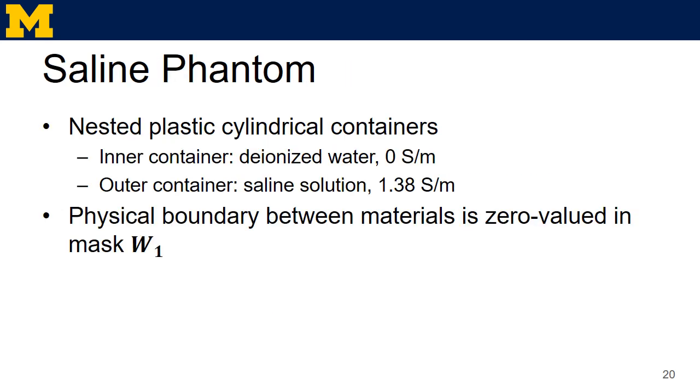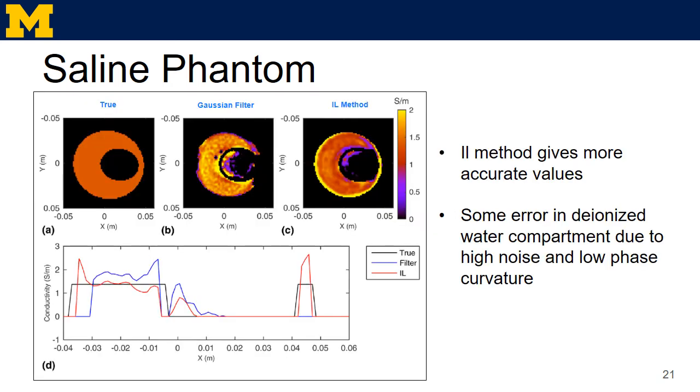Next, we ran these same experiments on a saline phantom. These were nested plastic cylinders where the inner container was filled with deionized water, which is not conductive but will still give us an MR signal. And the outer container is filled with a saline solution with an approximate conductivity of 1.38 Siemens per meter. This is a bit different from our simulated phantom in that there is a physical plastic boundary between the two materials, which winds up getting masked out in our region of support mask, and we'll see that in the results.